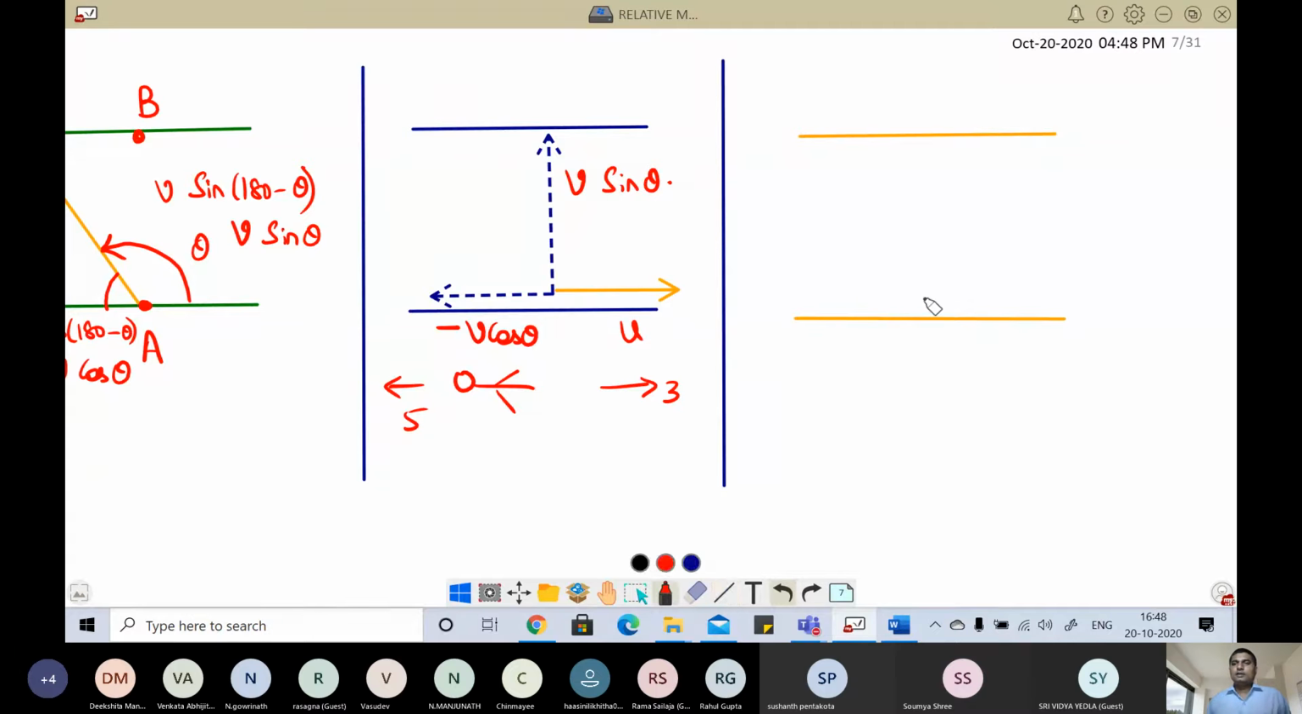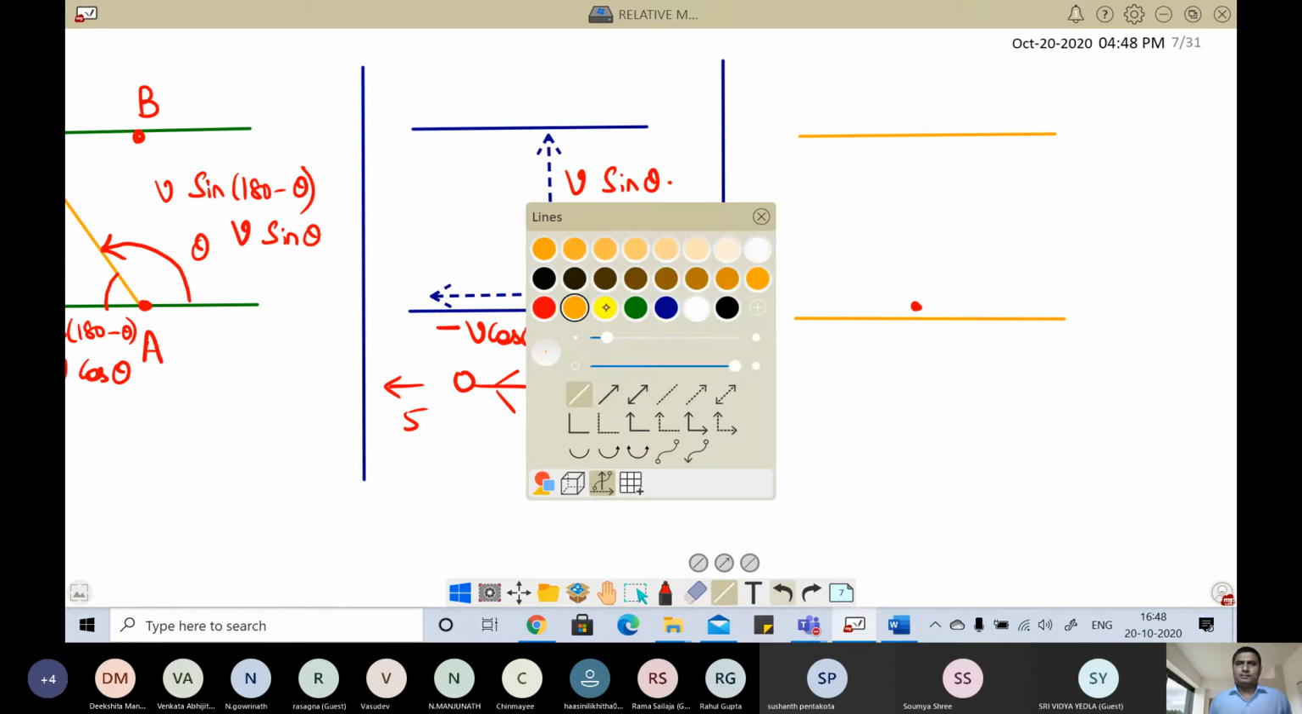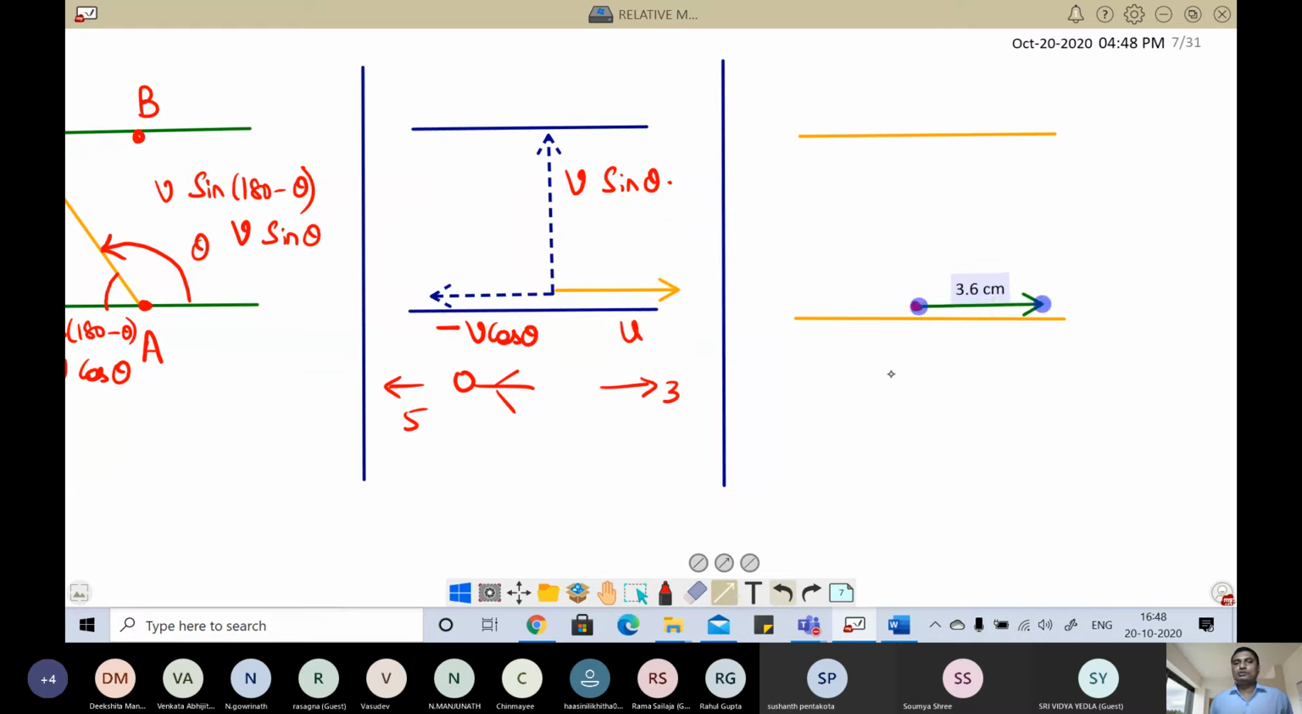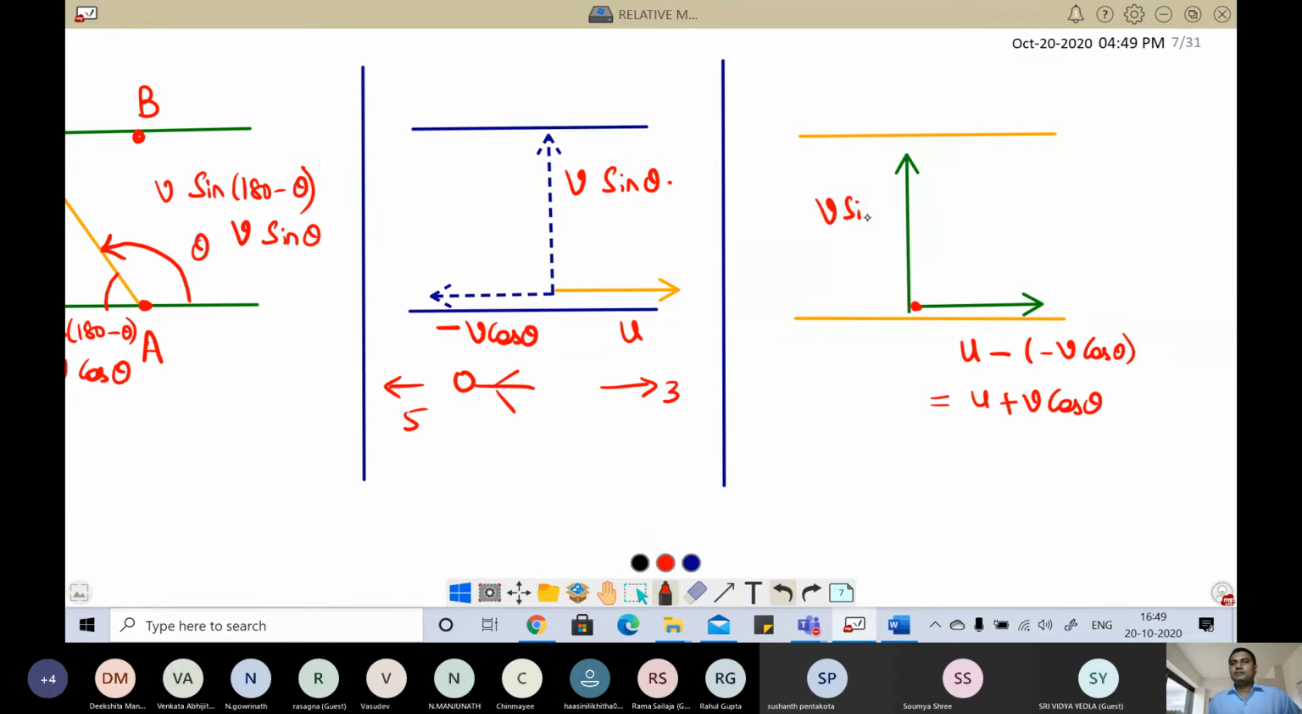So now here. I'll write this as u minus v cos theta. I don't know which one is more, so I'm just taking it as right side or left side, doesn't matter. Okay, so I want to take it as right side. That is net is u minus of minus v cos theta. Correct? So this value will be u minus of v cos theta. Correct? So that is equal to u plus v cos theta. Okay, so keep it like this. And now this y component will remain same. Correct or not? That is v sin theta.